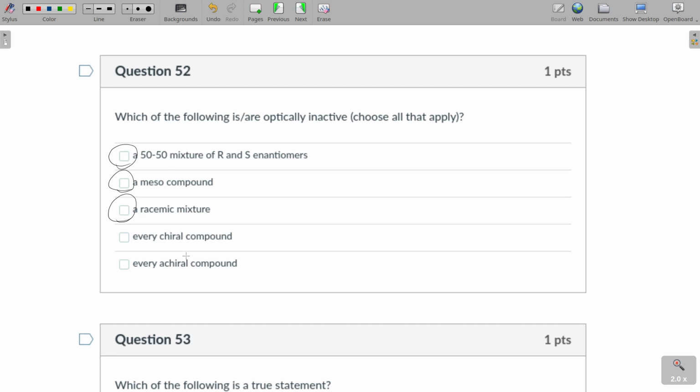The last two kind of reverse each other. A chiral molecule is going to be optically active because that implies an overall rotation, or a stereoisomer, but an achiral molecule is not. So I have four that are optically inactive.